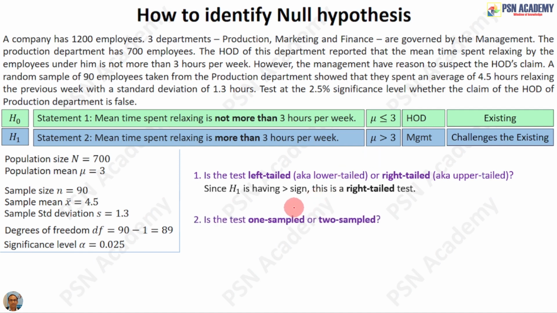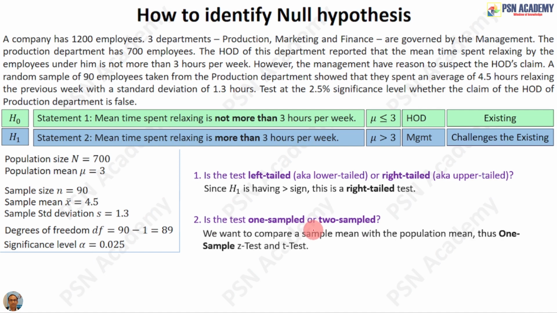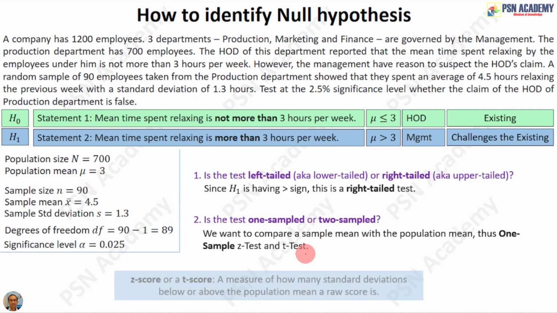This is another question: whether our test is a one-sample or two-sample test. Since we have only one sample and we want to compare it with the population mean, our test will be a one-sample z-test or one-sample t-test, right? Now, a little bit about z-score and t-score.